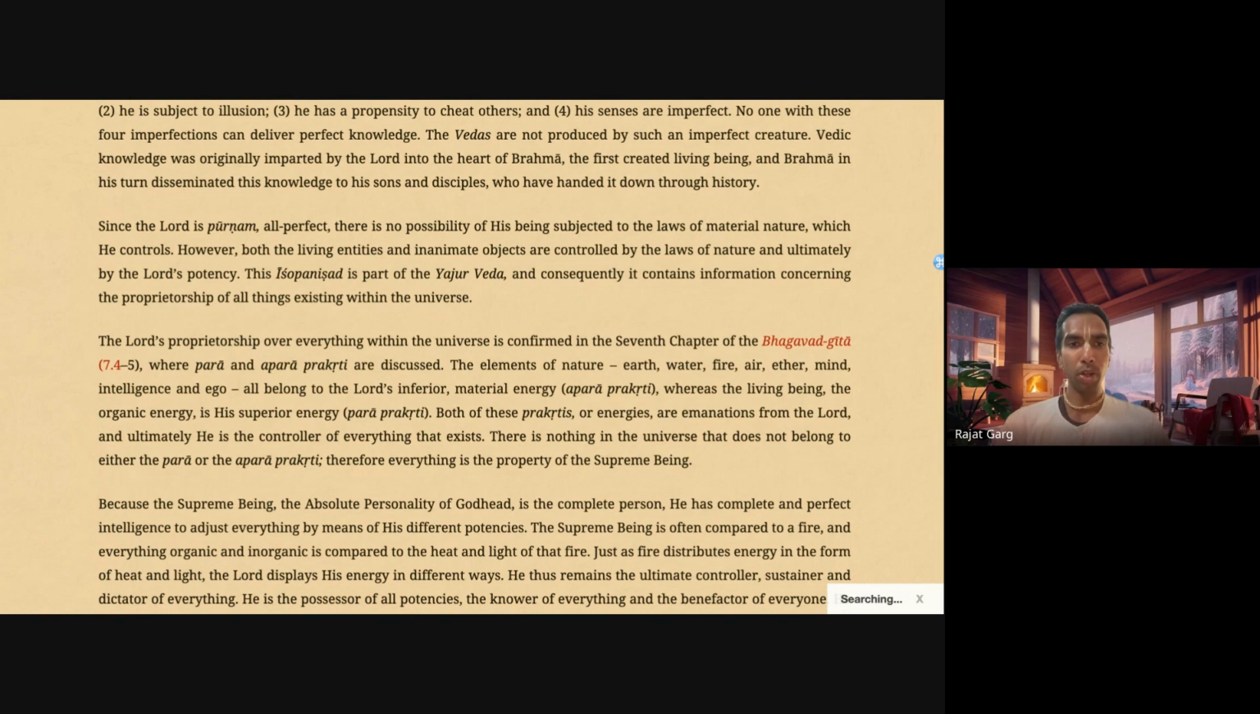Since the Lord is purnam, all perfect, there is no possibility of his being subject to the laws of material nature which he controls. Both the living entities and inanimate objects are controlled by the laws of nature and ultimately by the Lord's potency. This Isopanisad is part of the Yajurveda and consequently it contains information concerning the proprietorship of all things existing within the universe.